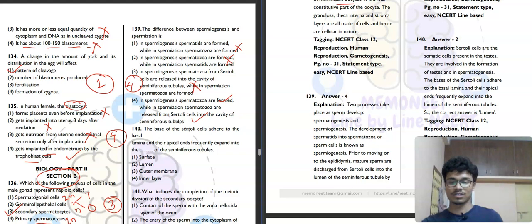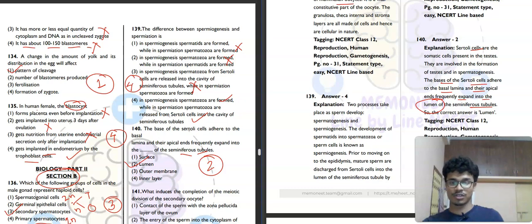Now moving towards the next question. The base of the Sertoli cell adheres to the basal lamina, and the apical ends frequently expand into the dash of the seminiferous tubule: surface, lumen, outer membrane or inner layer. So Sertoli cells, the somatic cells, have their base adhering to the basal lamina, and their apical ends frequently expand into the lumen of the seminiferous tubule. That's why the second option will be your correct answer.